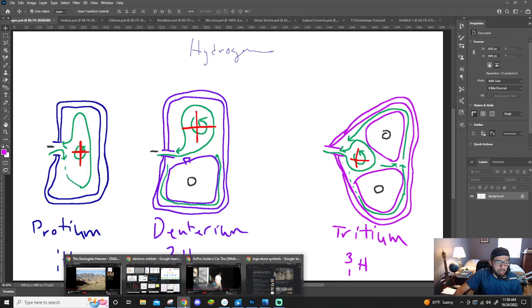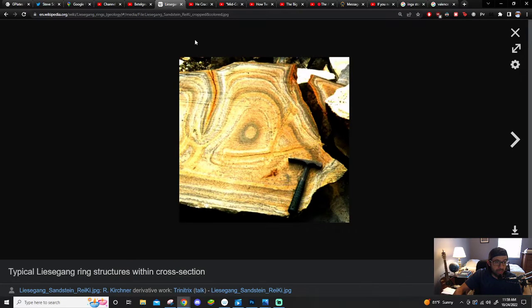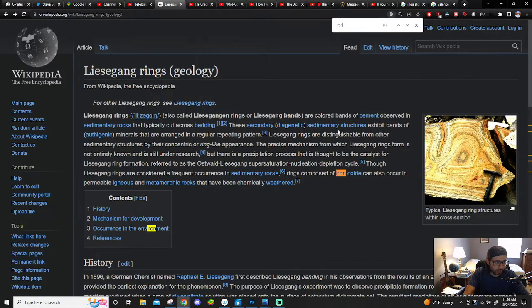So like, let me pull up this. I was looking at these things. Liesegang ring structure. So this is kind of like that, a channel into a structure that has a polygonal shape, and then is adjacent to other systems perhaps. But I noticed iron: though the rings are considered a frequent occurrence in sedimentary rocks, rings composed of iron oxide can also occur in permeable, igneous, and metamorphic rocks that have been chemically weathered.